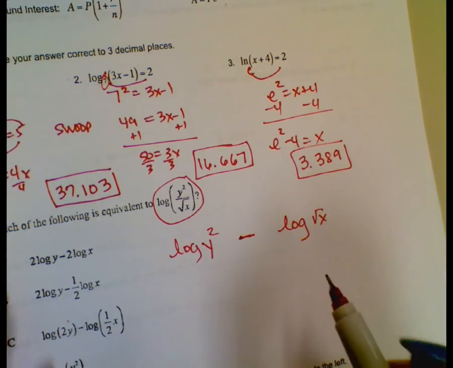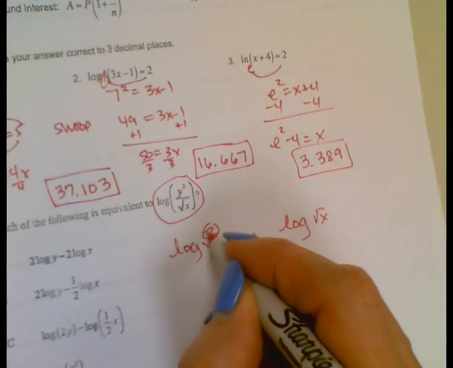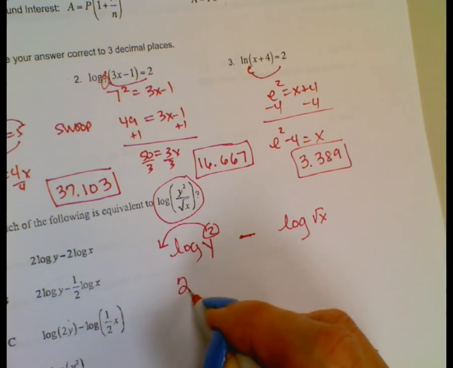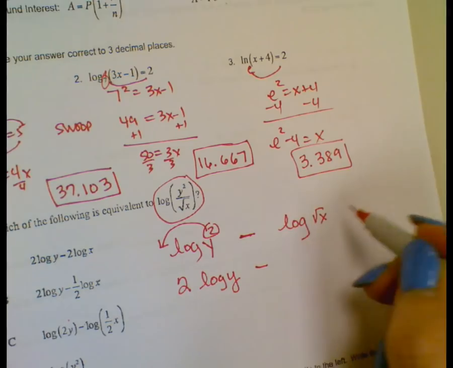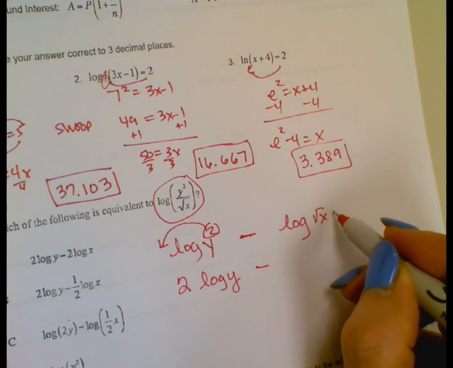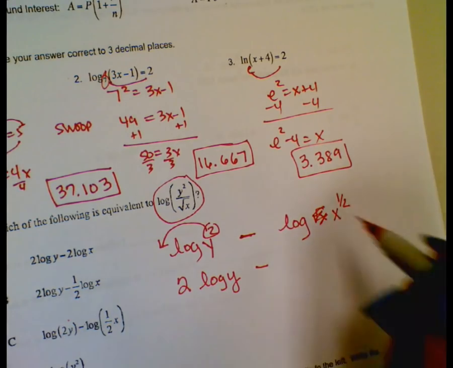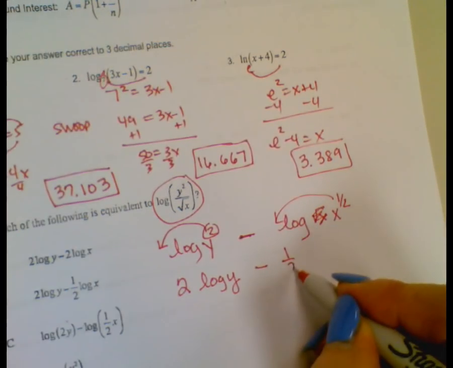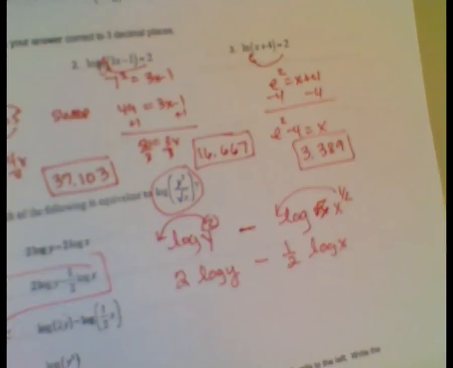Now, another property is that if you have an exponent here, it should be released out front. So it's 2 log y minus. Now this one doesn't have an exponent, but it could, because square root of x can also be written as x to the 1/2, right? So that can come out front as 1/2 log x, and this is b.